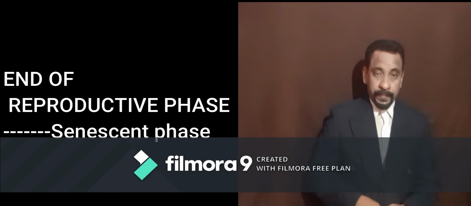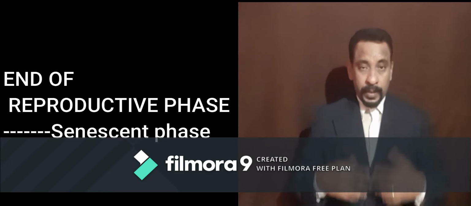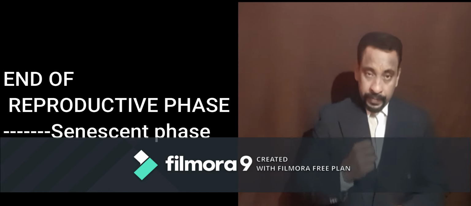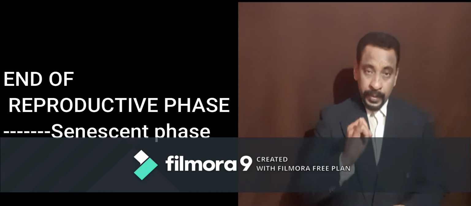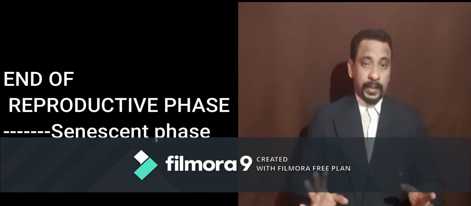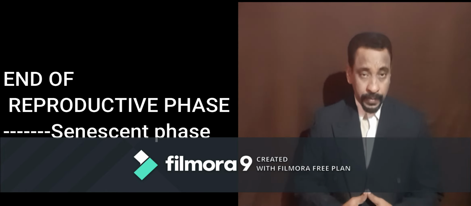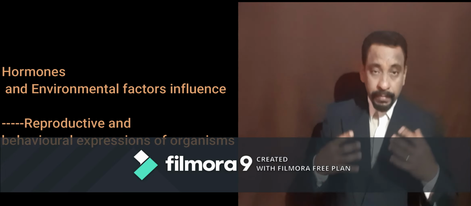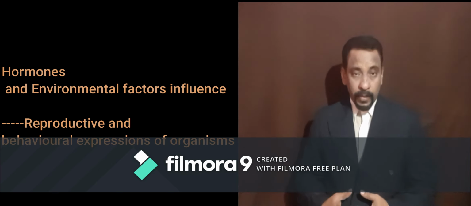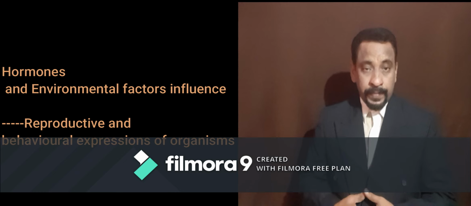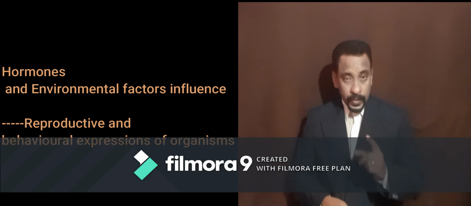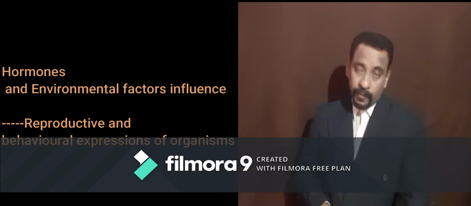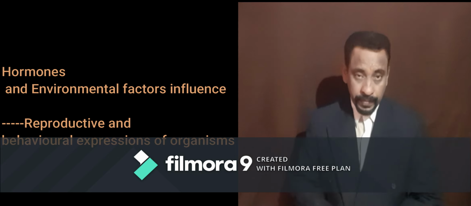In plants and animals, hormones play a role in the transition between the three phases, that is, vegetative, reproductive and senescent phases. In addition to hormones, environmental factors also regulate the reproductive processes and behavioral expression of organisms.